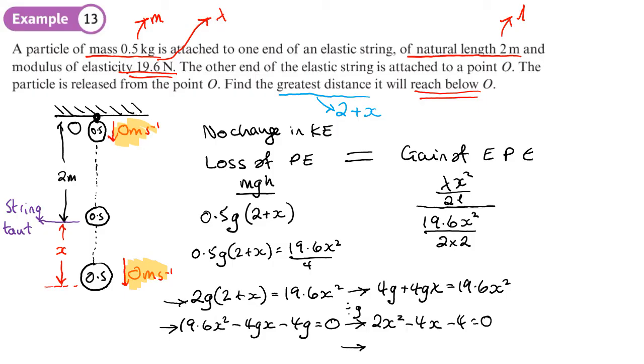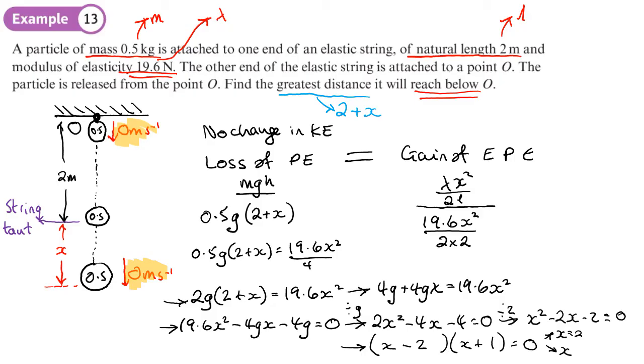So the rest now is just about factorising that. Actually, we can then divide everything by 2, makes that even easier. So then we get x squared minus 2x minus 2 equals 0. I think I can factorise that. So x minus 2 and plus 1. Yep, that works. So that means either x is 2 or x is negative 1.